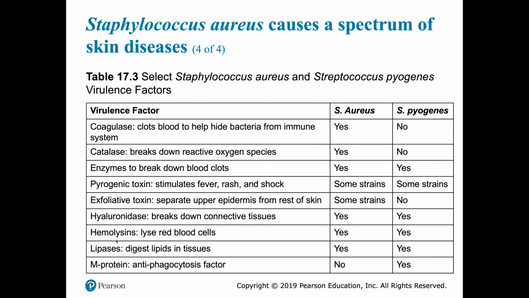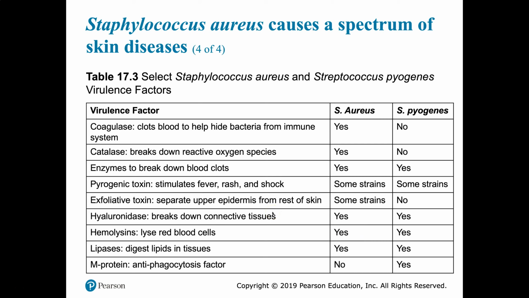This chart shows you virulence factors for Staph aureus. I talked about Staph aureus and strep pyogenes early in this chapter, in part 1. I mentioned pretty much all of these. Coagulase, catalase, exfoliative toxin, hyaluronidase, hemolysins, M protein. So I've mentioned a lot of these virulence factors, and I want you to know which ones go with which, okay?